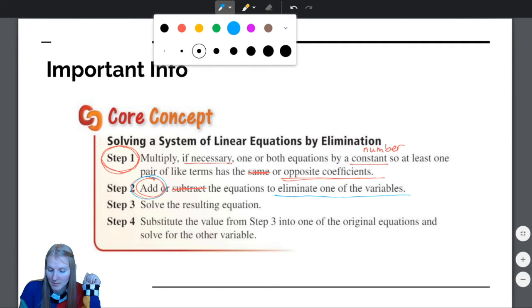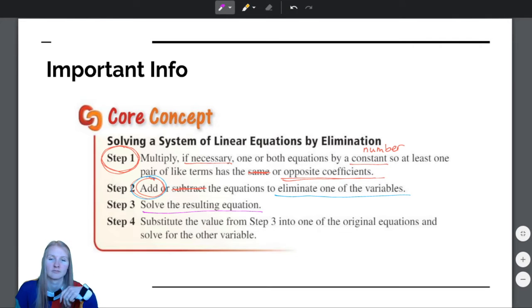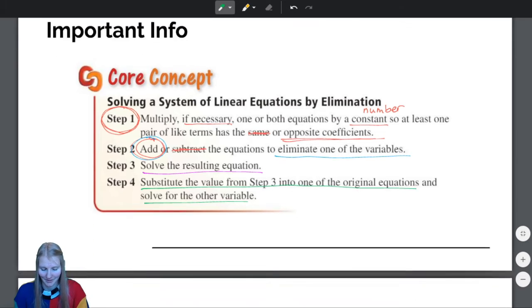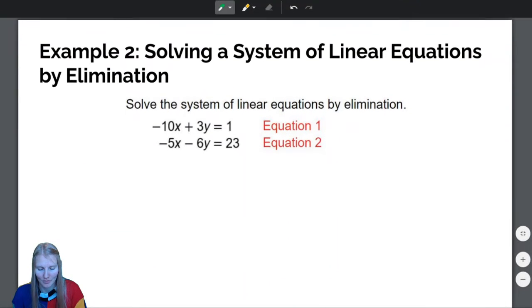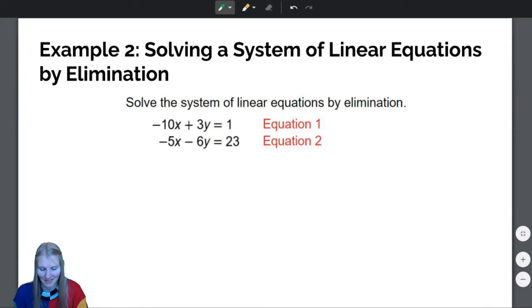Okay, when we add or subtract them together, we eliminate one of the variables. That makes it very easy for us to solve that equation for whatever variable didn't get eliminated, x or y. And then we can substitute that into one of the original equations to solve for the variable that did get eliminated in the first place. Okay, let's stop talking and start doing. Let's see an example of this.